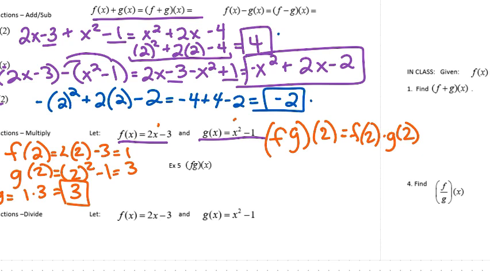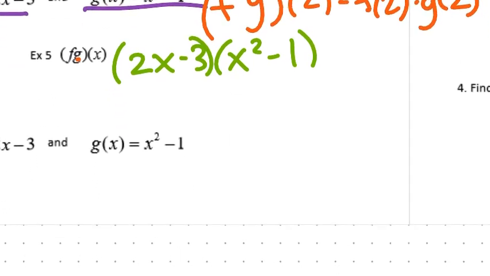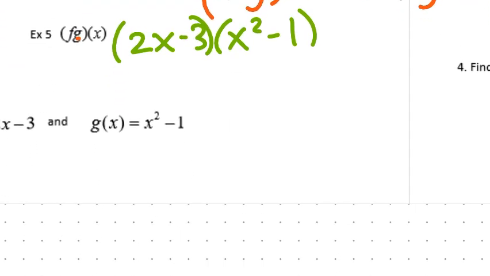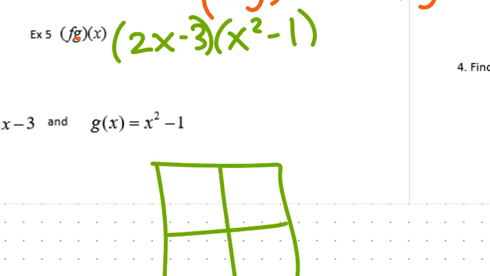Okay, so let's do (f times g)(x) now. So this one, I'll do a different color. I need to do f of x times g of x. So that means I'm doing 2x minus 3 times x squared minus 1. So you can multiply that out simply, or you can do the box method. Whenever I teach this, I usually do the box method. But you can do FOIL if you want, because we're multiplying binomials.